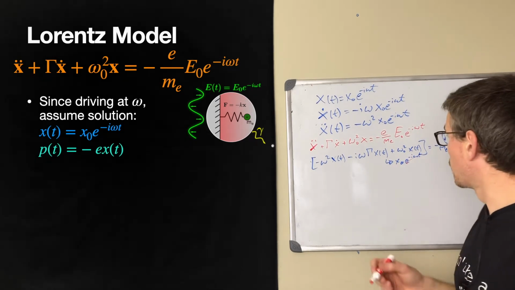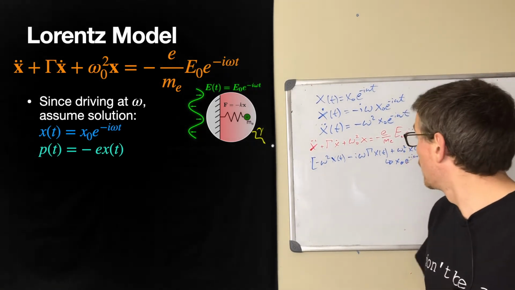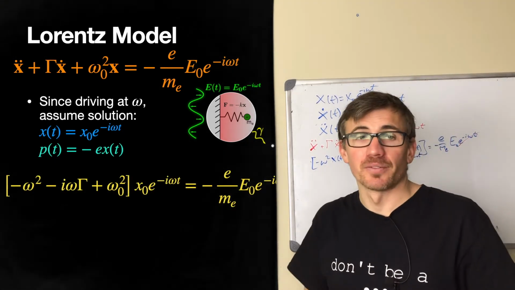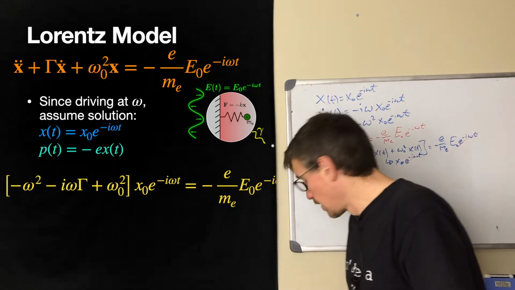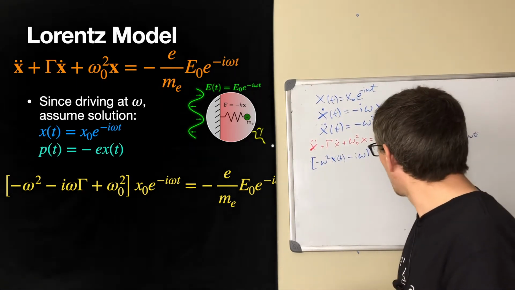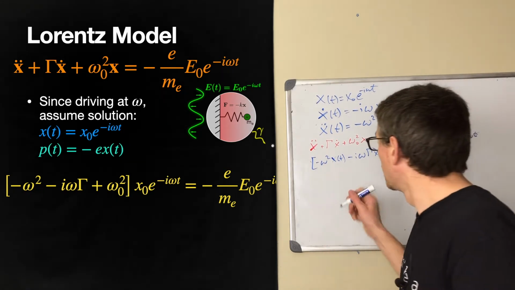It's going to cancel out on both sides, and we can just get our expression in terms of x and the electric field. And this is what we get. Okay, so let's continue with that. We're just going to solve for x now. We're basically solving for x because that's what we're interested in.